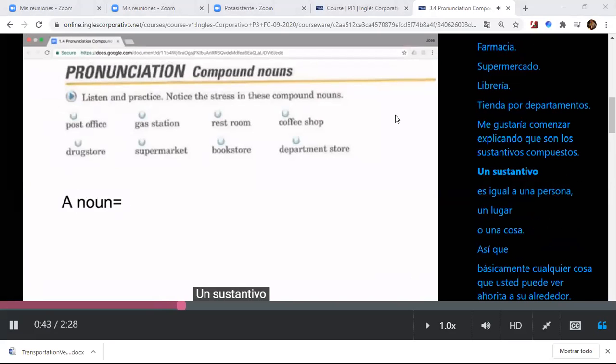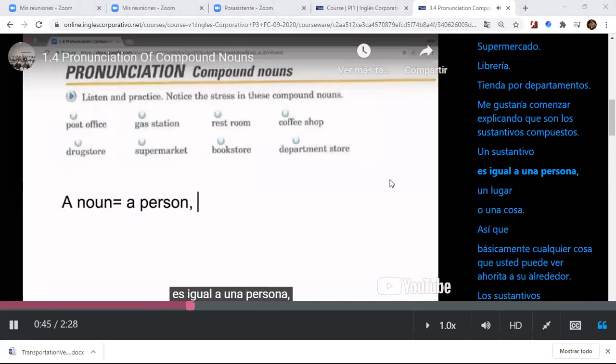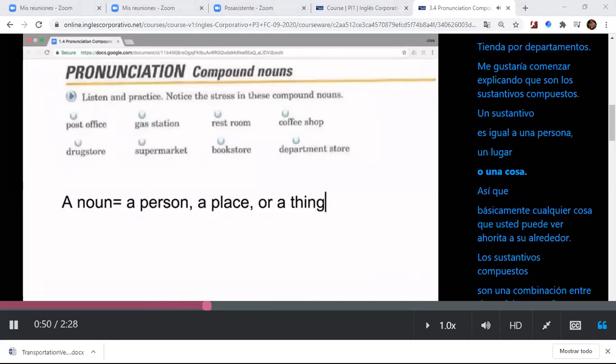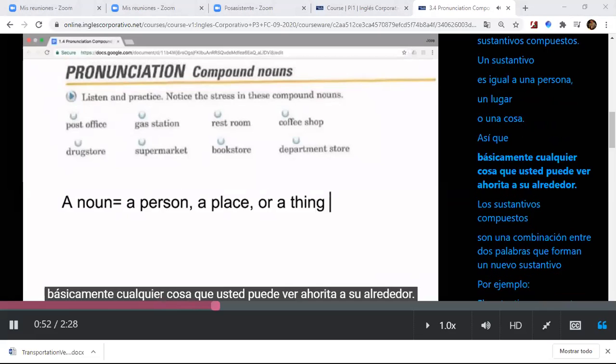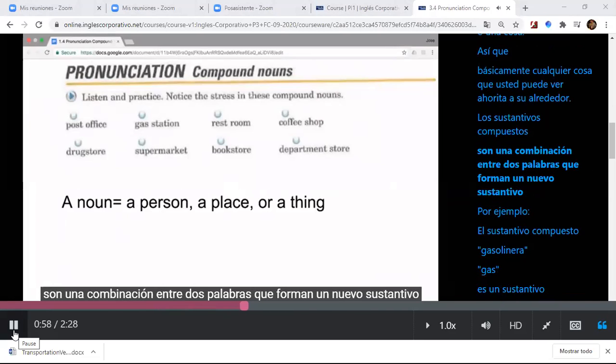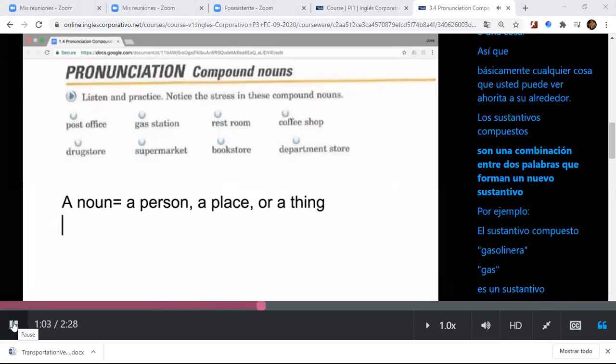I would like to start off by explaining what compound nouns are. A noun equals a person, a place, or a thing. So basically anything that you can see around you is a noun. Compound nouns are a combination between two words that make up a new noun.